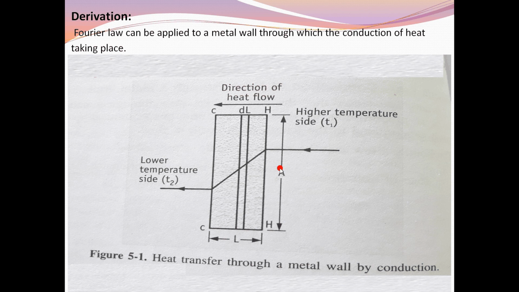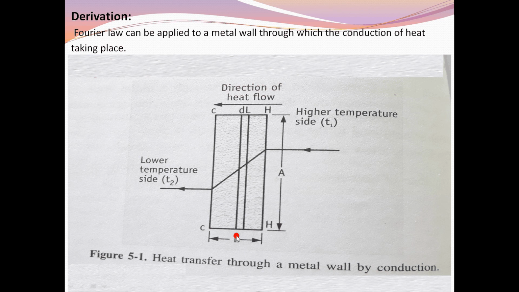This is a metal rod. It has two walls or two faces, H and H, and here C and C, and heat is flowing from the right side to the left side. So this is the direction of heat flow, from right to left. Here T1 and here T2. T1 has the greater temperature, the higher temperature side, and T2 is the lower temperature side, and the thickness of this metal wall is capital L.